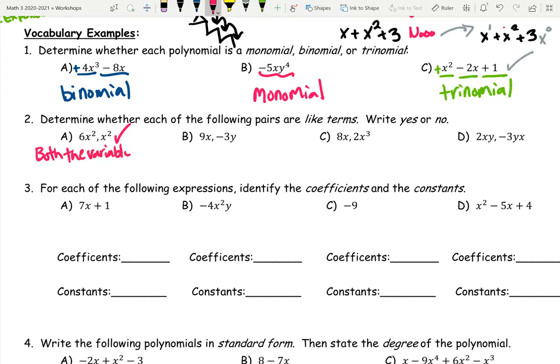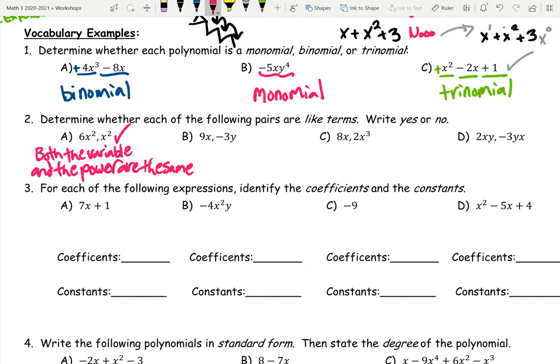Now I'm going to go ahead and look at the next one. So I see that it has a 9x and a minus 3y. And immediately I disqualify it.